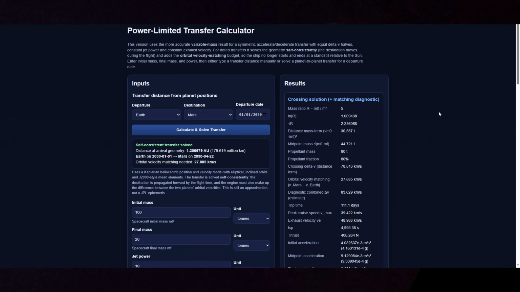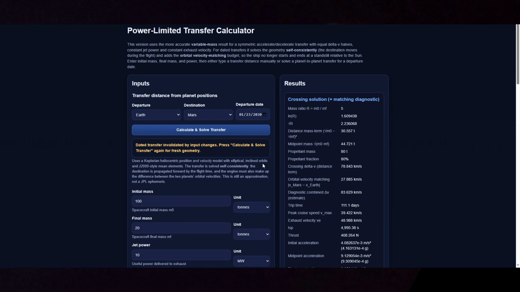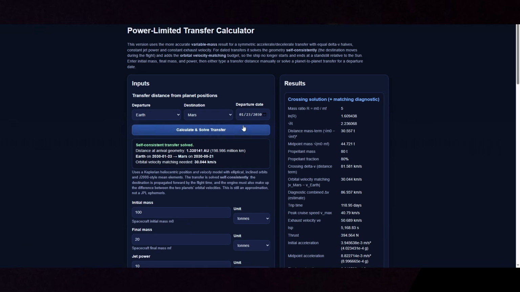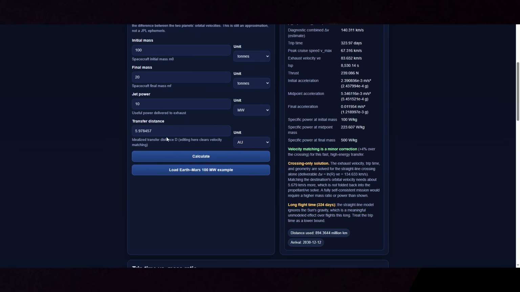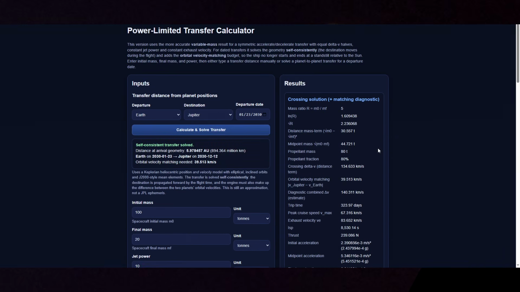And this version changes the way the trajectory is calculated. I bounced back and forth with Claude and ChatGPT and improved upon it. So now it's got a more realistic trajectory when you pick your departure date. You can't see me select the date, but there's a dialog here. And then calculate, and it'll set the distances appropriately depending on what you pick.